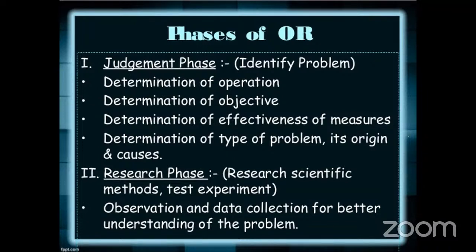And second is the research phase. That is nothing but observation and data collection for better understanding of the problem. As an example, take a business where they want to start by keeping some electrical goods. Say we want to start with fans, either table fans or ceiling fans. Only ceiling fans are what most people are buying, so we kept ceiling fans and we want to sell them in our business.